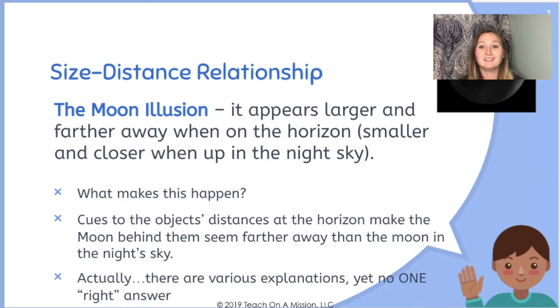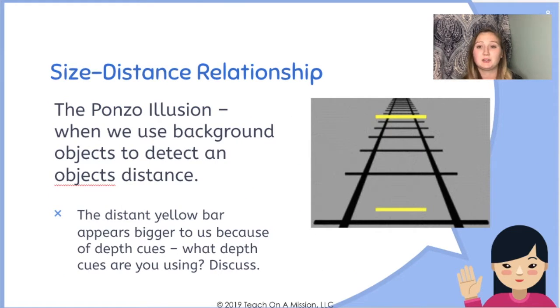Okay, then we get another size-distance relationship. This is the Ponzo illusion, when we use background objects to detect an object's distance. For example, on this railroad track here, the distant yellow bar appears bigger to us because of the depth cues. What you don't see is those 2 yellow bars are exactly the same size if you watch the red bars flash in just a moment. So the yellow bars are exactly the same size, but because of your depth cues, you perceive the yellow bar that's higher up in that photo or further back in that photo as further away, right? And it looks bigger to you.